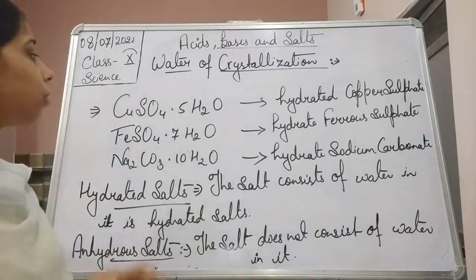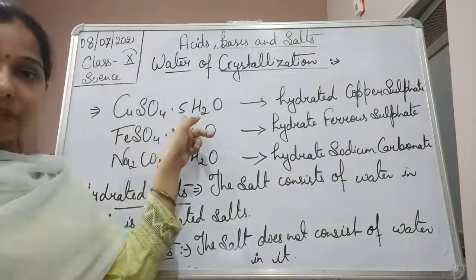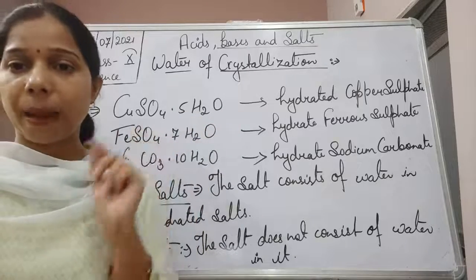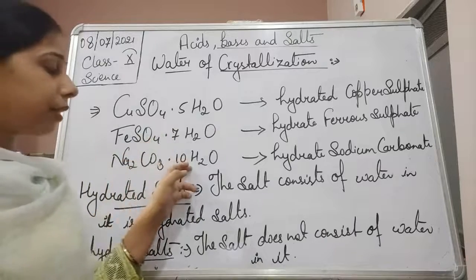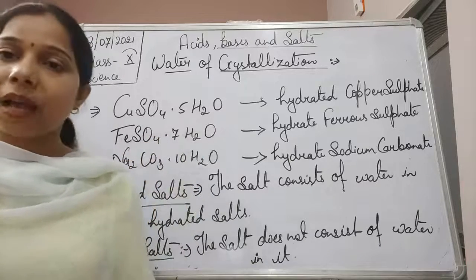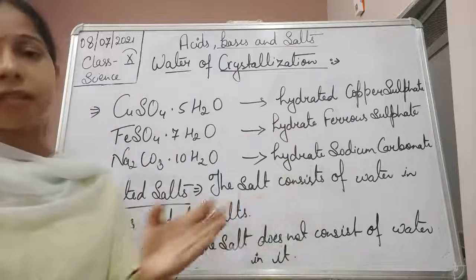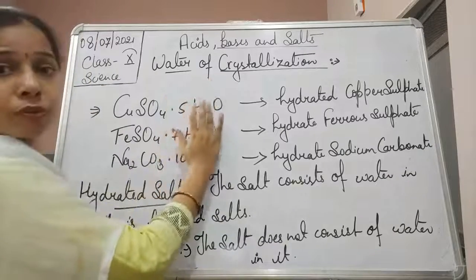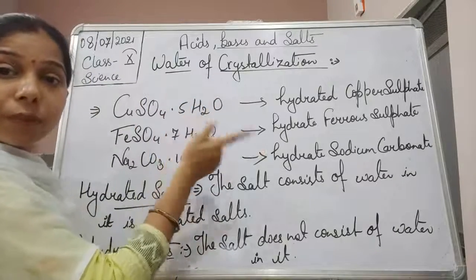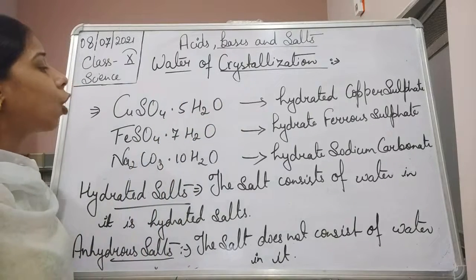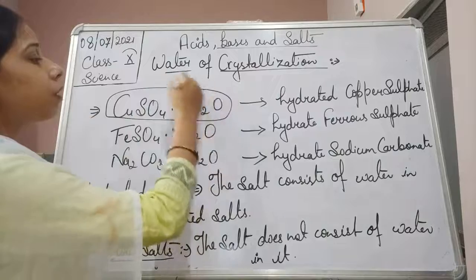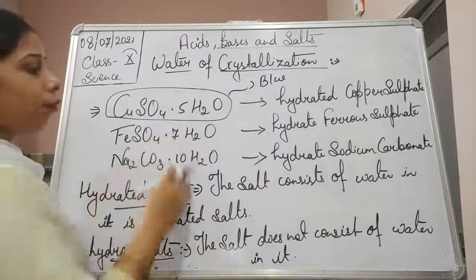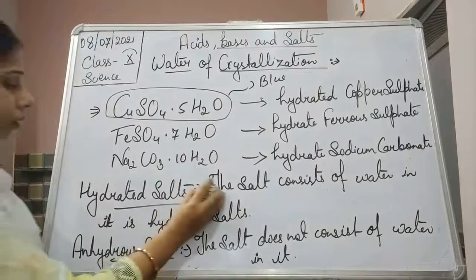Although we use a name for it: copper sulfate, 5 is there, so pentahydrate. Ferrous sulfate, 7 is there, so heptahydrate. Sodium carbonate, 10 is there, so decahydrate. This is the actual name of the salt, although we can say it is hydrated because it consists of water. It is anhydrous when all these water molecules are not present in it. When we heat it, it will become anhydrous. Now, taking the example of copper sulfate, generally when you take copper sulfate salt, it is blue in color. But when you heat it, what happens? Let me write the reaction.